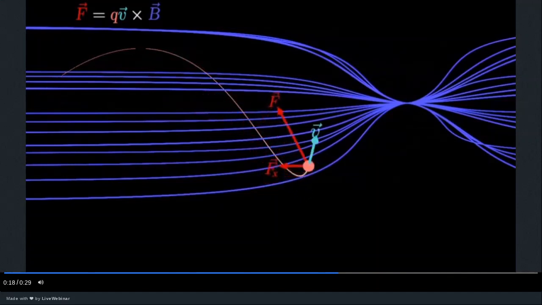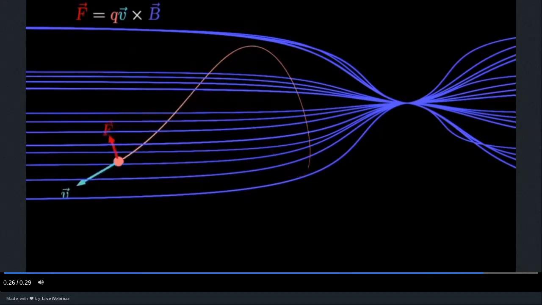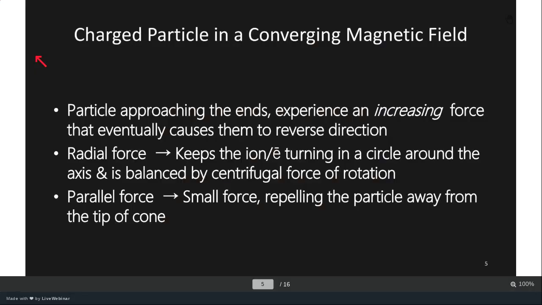By the laws of motion, any force can be resolved into the sum of mutually perpendicular forces, each controlling the motion in its direction. The radial force will keep the particle turning in a circle around the axis and is balanced by the centrifugal force of rotation. The parallel force, which is a small force, will repel the particle away from the tip of the cone.